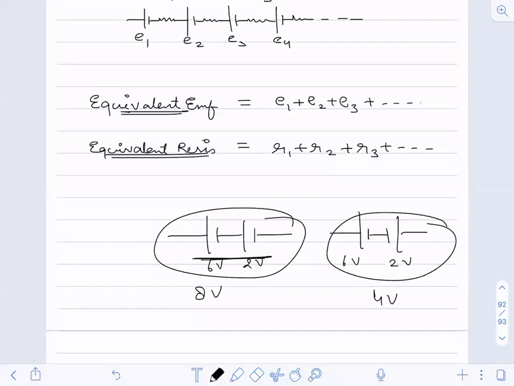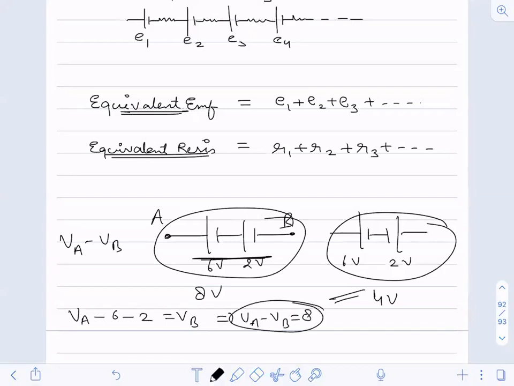If you connect in the other way, then it is 6 minus 2, that is 4. And if you want to solve it, let us do that also. This is point A, this is point B. If you want to write the potential difference across AB, VA minus 6 volt minus 2 volt is equal to VB. So this implies VA minus VB is equal to 8. This is what you will get.